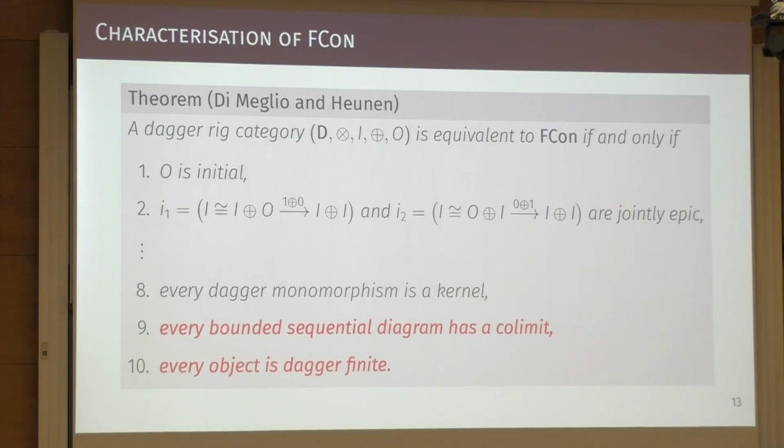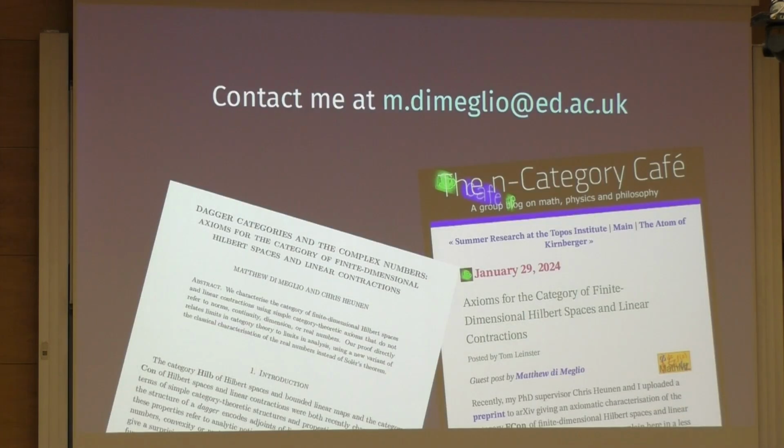I've replaced the old axiom 9 with new 9 and 10. 9 says every bounded sequential diagram has a co-limit, and 10 says every object is dagger finite. And that's the end of my talk.